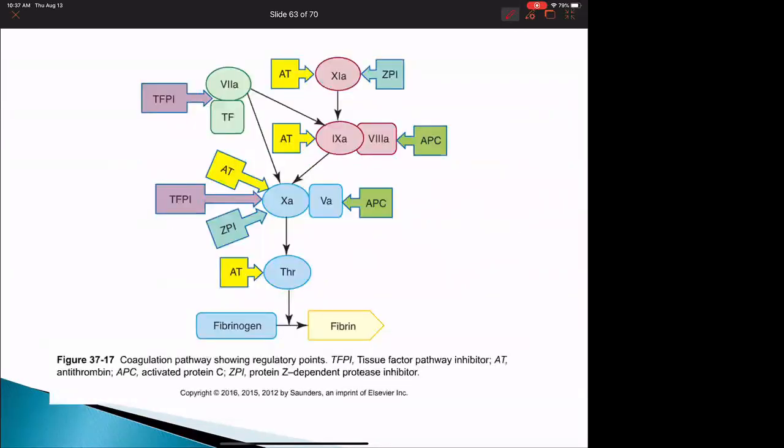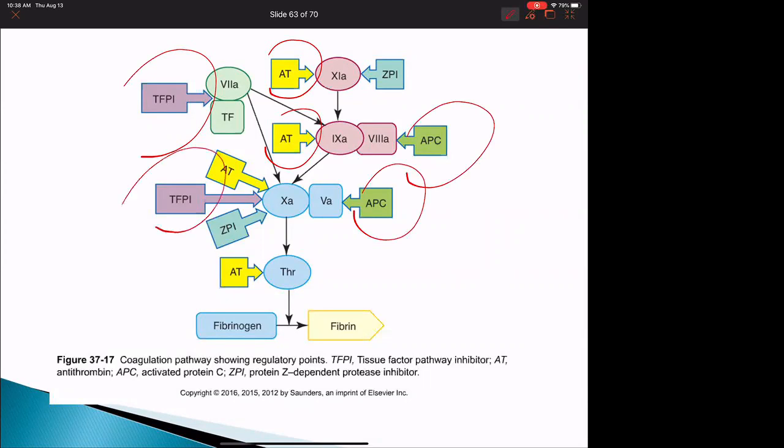And this picture right here shows you the coagulation pathway with the regulatory proteins and where they come in, right? So you have the tissue factor pathway inhibitor, right? You have your antithrombin and where that comes in. You have your activated protein C and where that comes in. And also tissue factor over here. And you have the protein C dependent protease inhibitor.